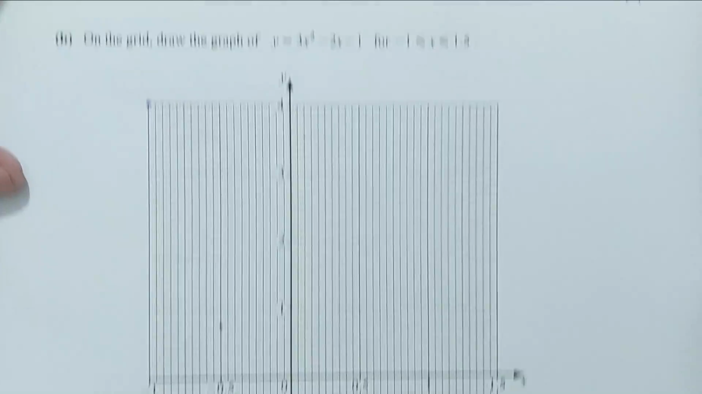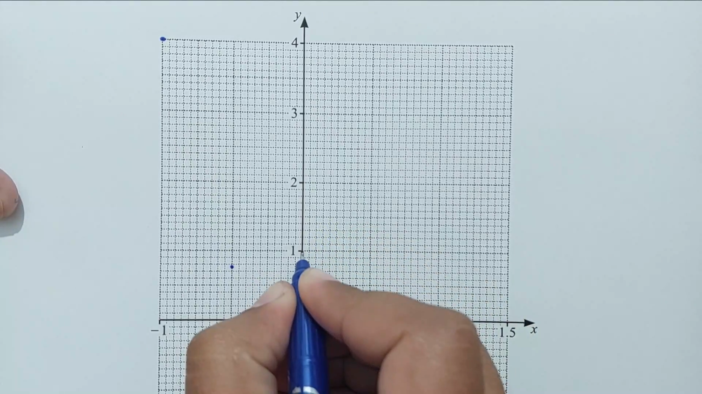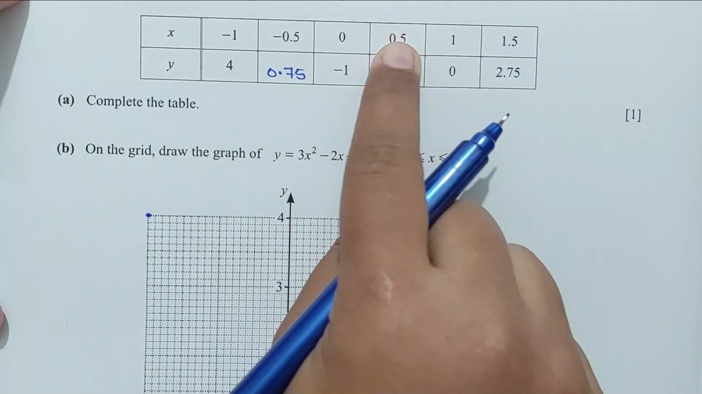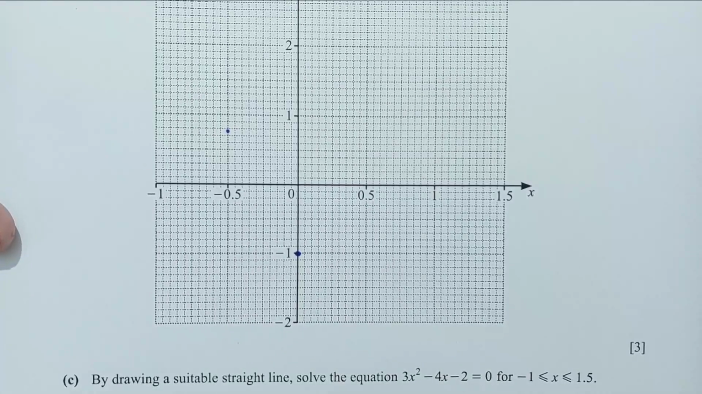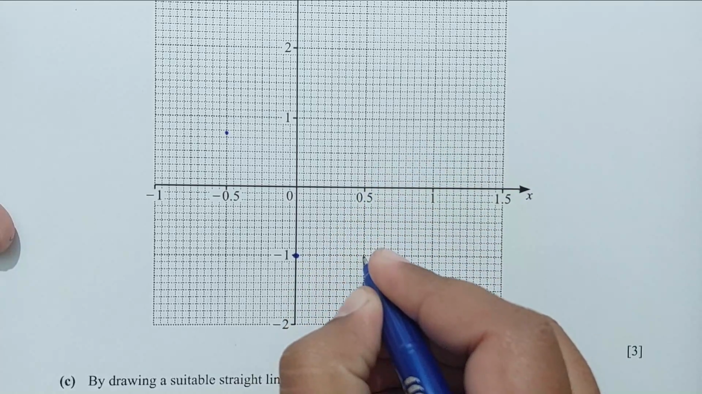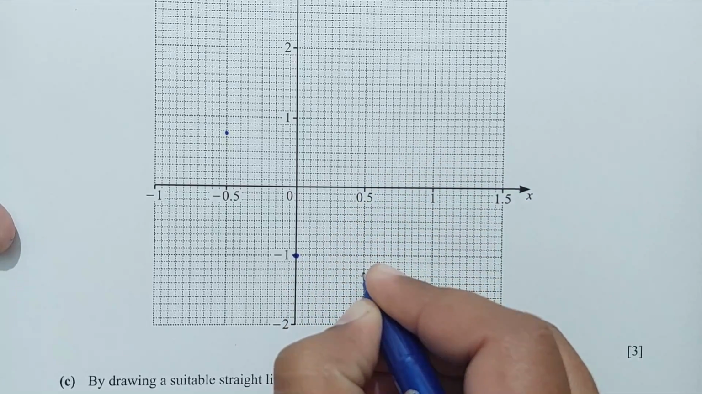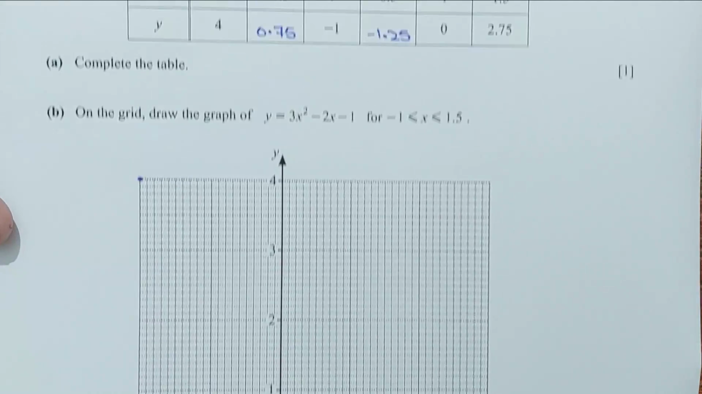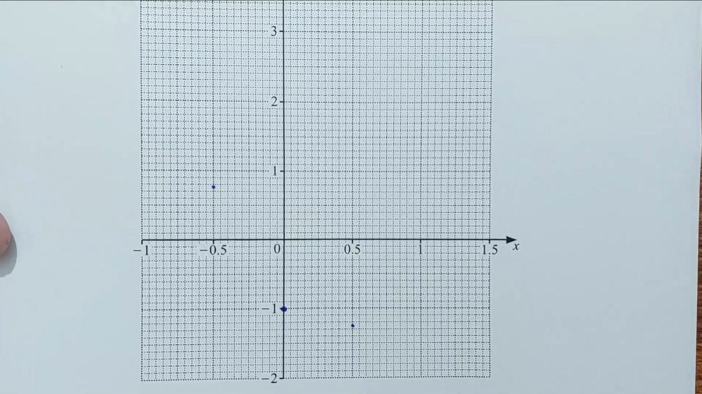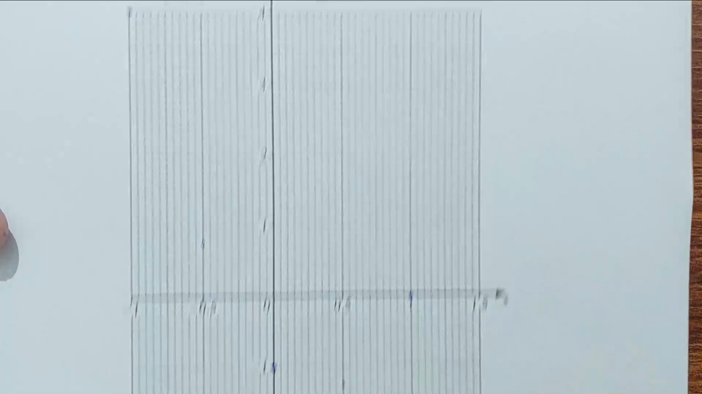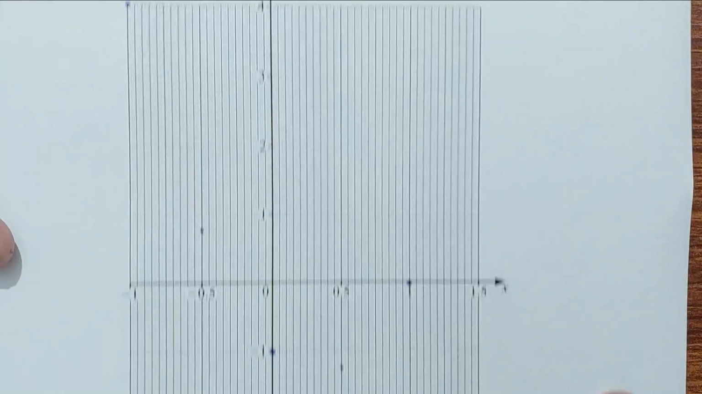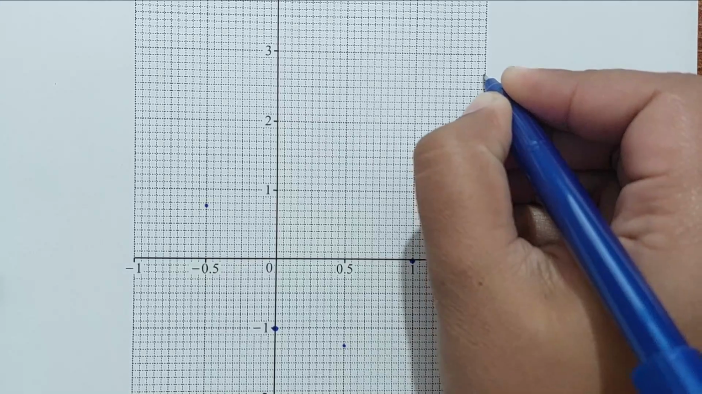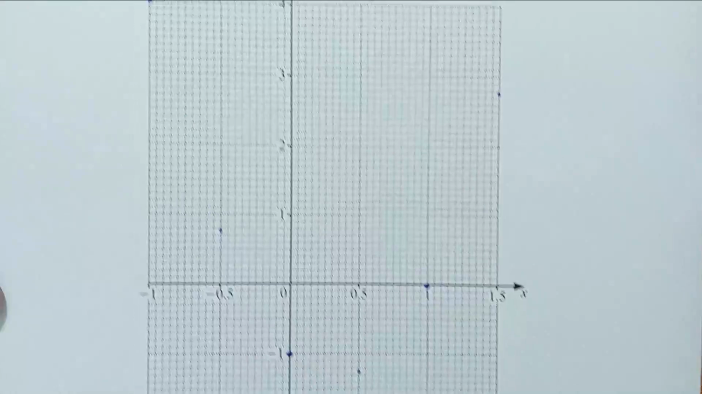When x is 0, y value is -1. For 0, it's negative 1. Y is negative 1 over here, yes. For 0.5, minus 1.25. When x is 1, y value is 0, this point. And for 1.5, 2.75. At 1.5, y is 2, 2.5, 6, 7, and 7.5 is this point.